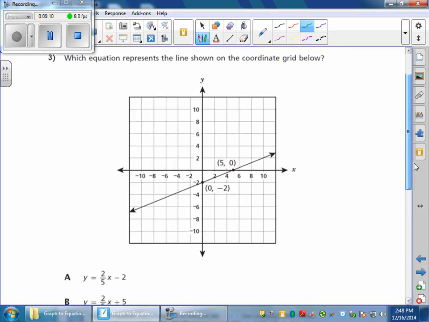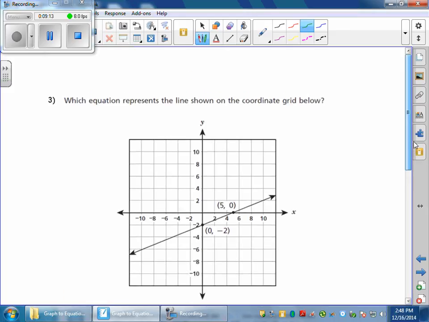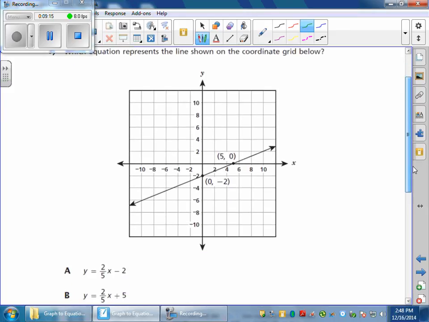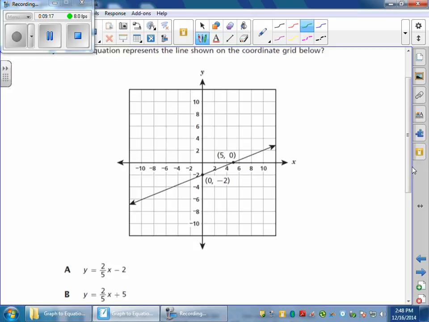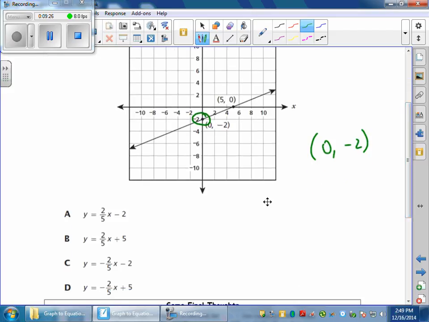On this back one, which equation represents the line shown on the coordinate grid below? So the easiest thing for me to do every single time is find the y-intercept. To me, this y-intercept looks like 0, comma, negative 2. Which means that down here in my equations, I need to find the ones that have 0 or negative 2 as its y-intercept. The y-intercept of this one's negative 2. This one's positive 5, so right away that one's gone. This one's negative 2, and this one's positive 5, so this one's gone.